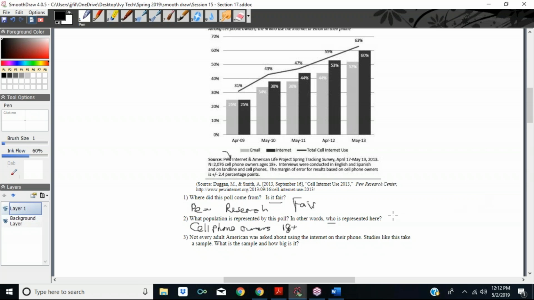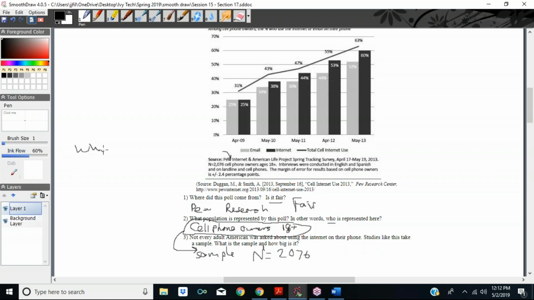And then number 3 says not every adult American was asked about using the internet on their phone. Studies like this take a sample. What is the sample and how big is it? So again, the sample is this group of people, cell phone owners 18 and older. How big is the sample? That means how many people? So that N stands for the number of people, 2,076.